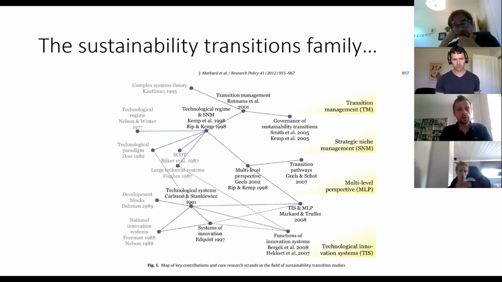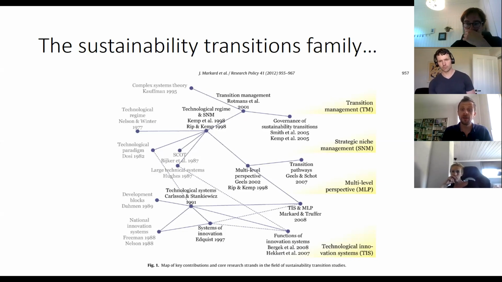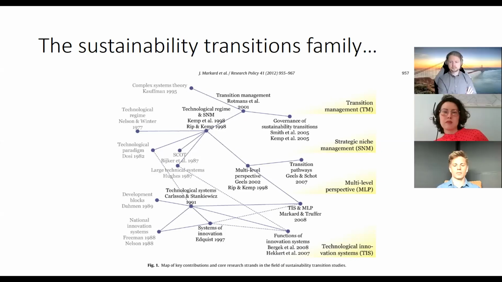I know that Lois already showed this figure this morning. That's the second family we can talk about, that technological innovation systems are part of: the sustainability transitions family, where the main family members are transition management, strategic niche management, the multi-level perspective, and then technological innovation systems. So why is technological innovation system part of this club or family of sustainability transition theories?